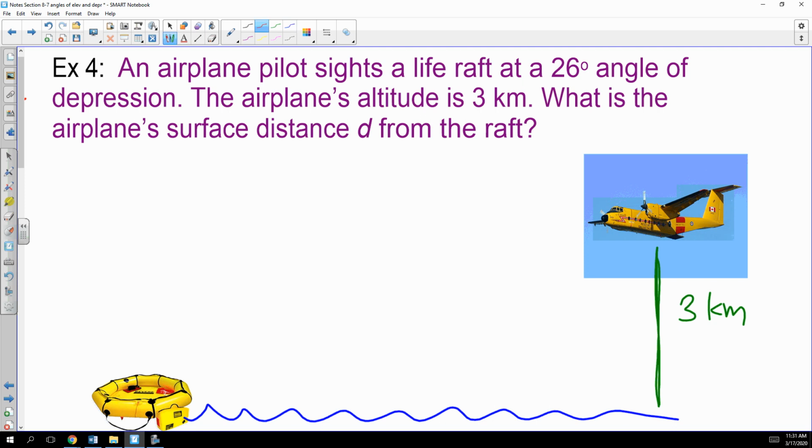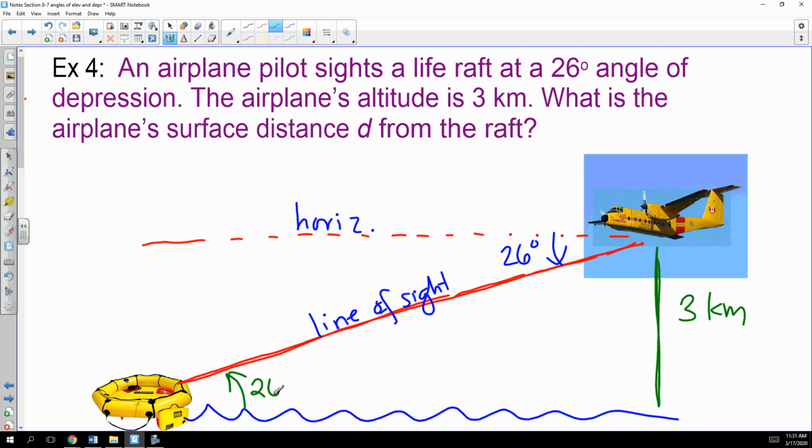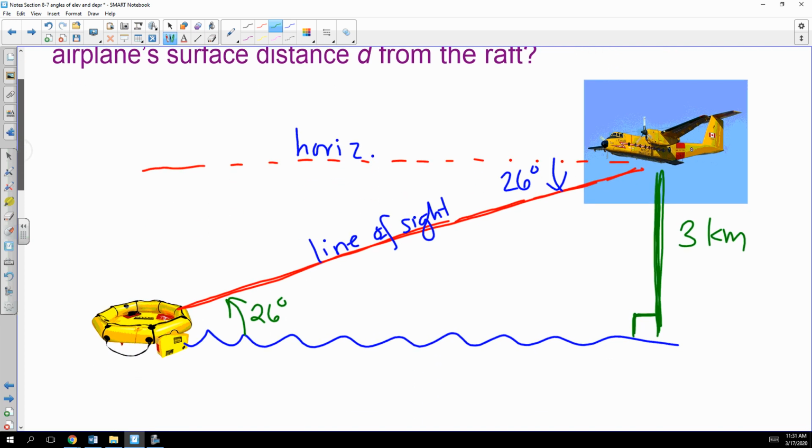Don't forget that the pilot is looking straight out at the sky and then along the line of sight down to the raft. And this is your 26-degree angle of depression. Don't forget that this is a horizontal and this is a line of sight. And you can take the 26 degrees, and if it's easier, you can also put it here, because alternate interior angles of parallel lines are congruent. We're going to assume, obviously, that the plane is flying at a height perpendicular to the ocean.